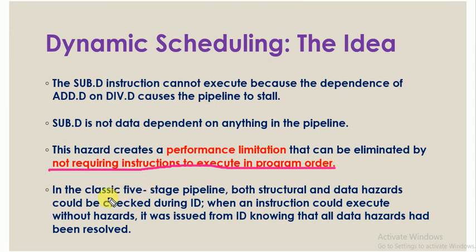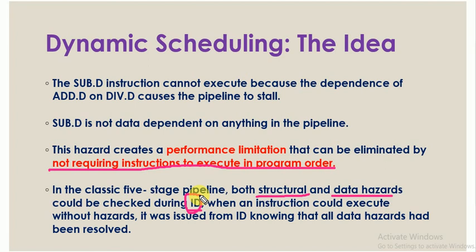So in the classic five-stage pipeline architecture, both structural and data hazards could be checked during instruction decode. So if there is any functional unit that is missing or any data missing, everything will be identified during the instruction decode stage. This is given here because you should understand the limitations, that is, when we need to go for changing the order of execution, whether we need to change the order.